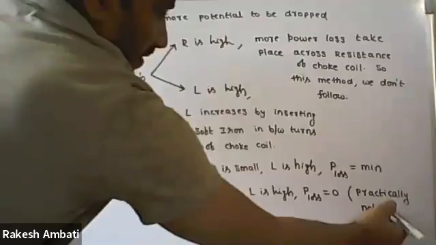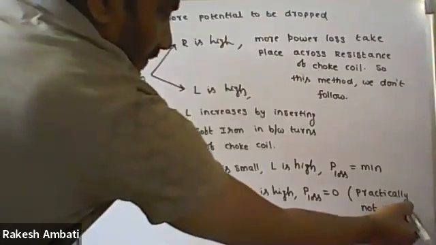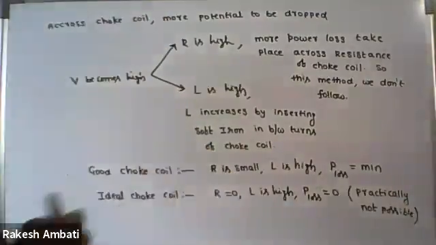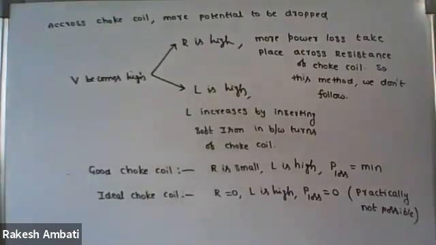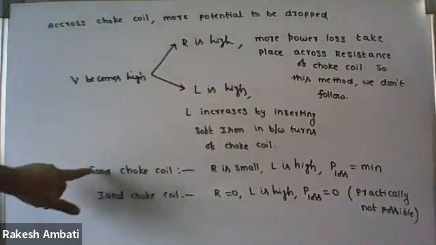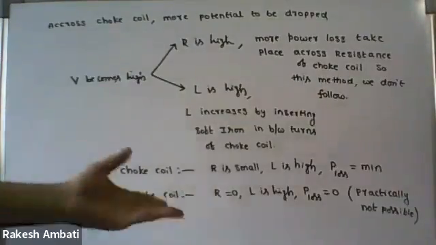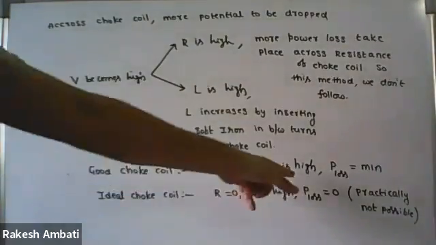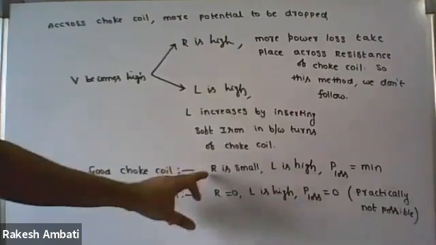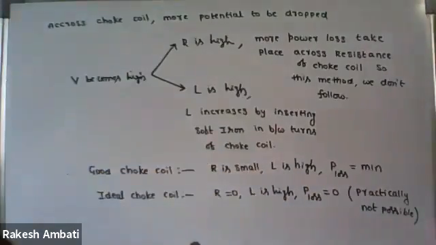Practically not possible. So it is about choke coil. Same thing in the previous entrance examinations, only these points are given. For a good choke coil, what are the specifications? These are the options: R small, L high, or R high, L high.